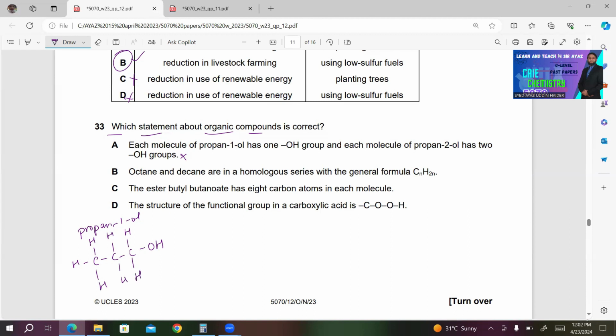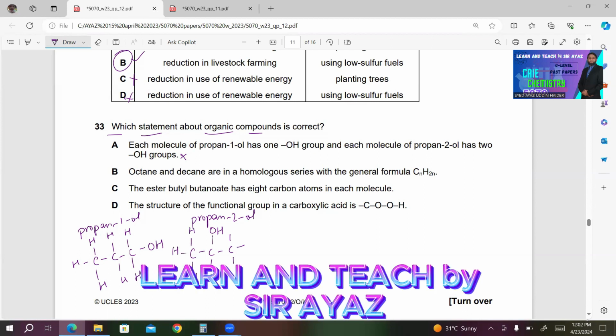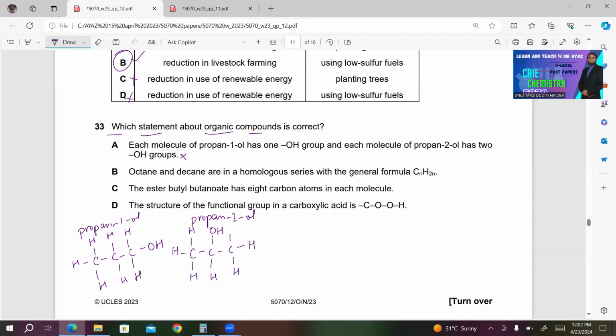But what about propan-2-ol? They are saying it contains 2 OH groups. This is the formula for propan-2-ol. We have 3 carbon, again 1, 2, 3. This time OH is placed at carbon number 2. So there isn't any 2 OH group. So A is incorrect in this case.